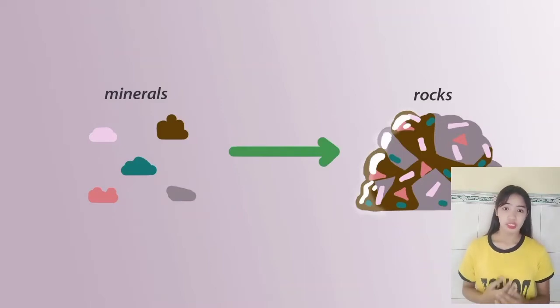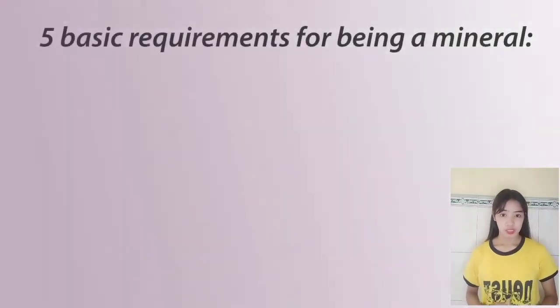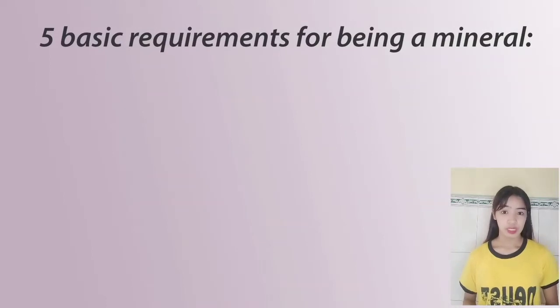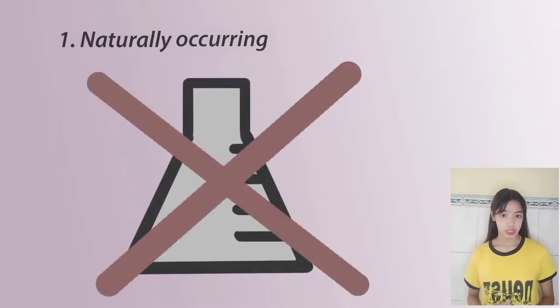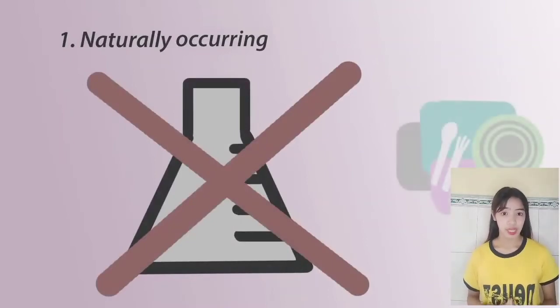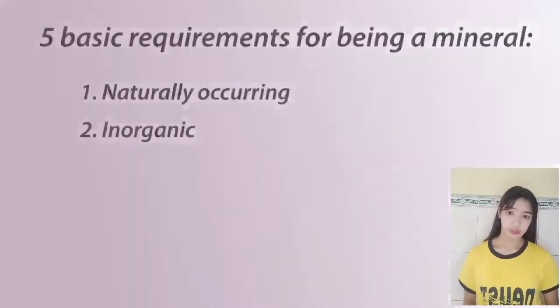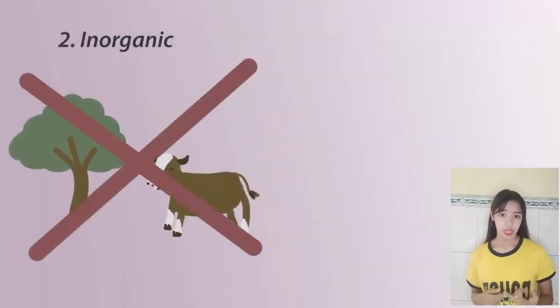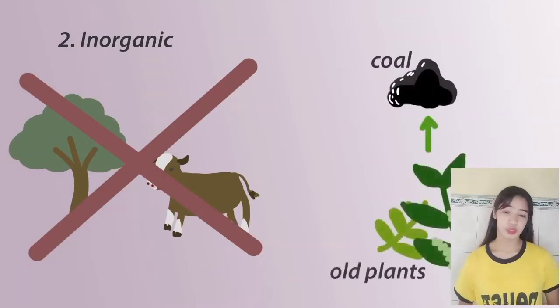So, what is exactly the mineral? There are 5 basic requirements that an object must meet to be classified as a mineral. It must be naturally occurring. That means it can't be made in a laboratory. Man-made things like plastic do not count as a mineral. It has to be inorganic. It can't be produced by an animal or plant or be made out of living things. Coal, which is made of compressed skeletons of ancient plants, would not be classified as a mineral.